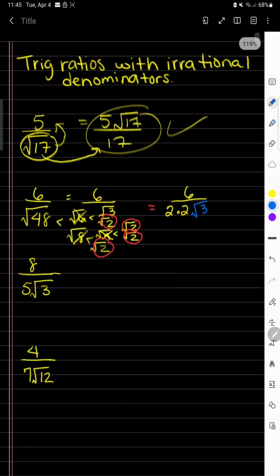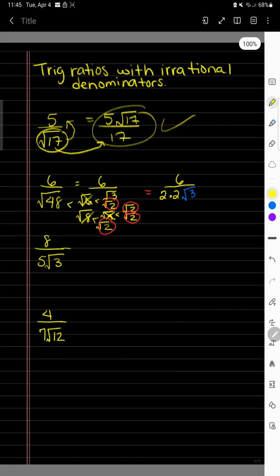We're just putting it into trigonometry. So this altogether equals 6, 4 square root of 3. So that's the first part. That's the broken down part of 48. Now we have to rationalize the denominator.